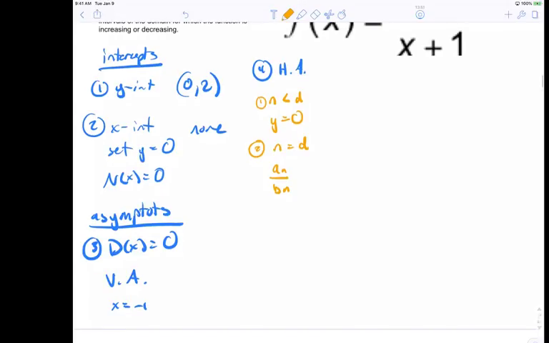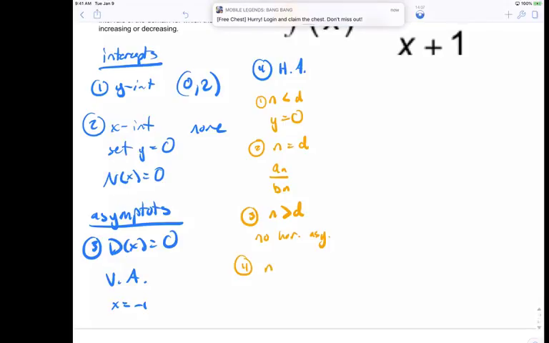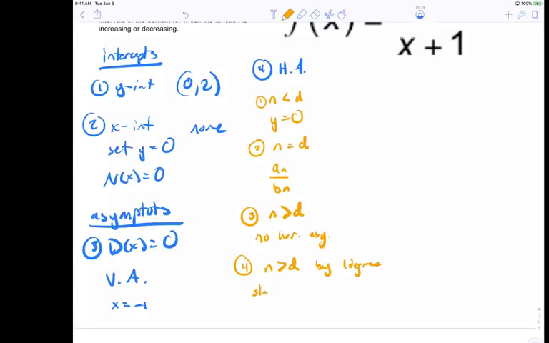The third one should be: if the degree of the numerator is larger than the degree of the denominator, there's no horizontal asymptote. There's an extension to that. I'll say 4. If the degree of the numerator is larger than the degree of the denominator by 1 degree, then we have a slant asymptote, and we'll talk about that as it arises. But for horizontal asymptotes, we have these cases that we need to consider.